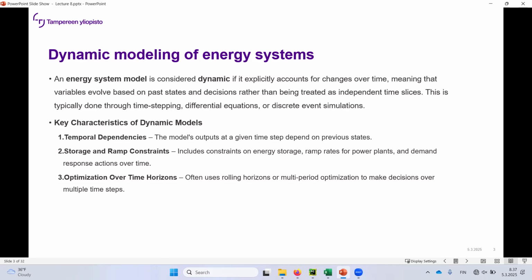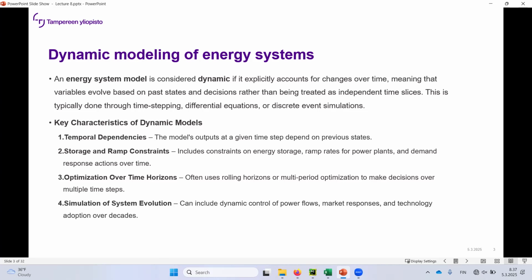And then you have optimization over time horizons. That's a key aspect of those. For example, rolling horizon or multi-period optimization to make decisions on what to do in the future. And simulation of system evolution: you have the model constructed, you have different submodels, and then you simulate it over a certain time with certain scenarios.